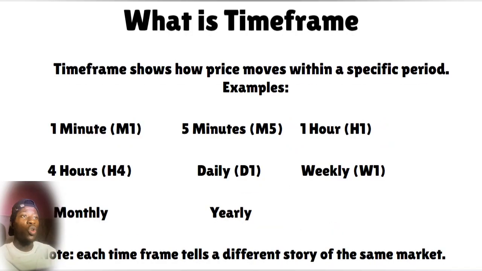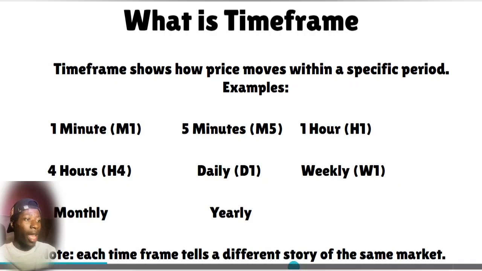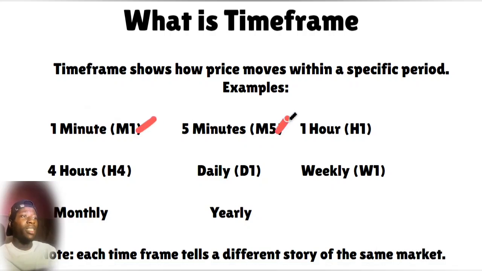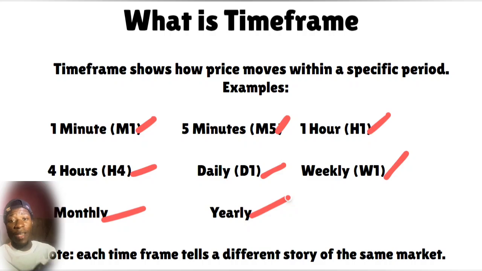Now, time frame shows how price moves within a specific period, right? That's what time frame means. It tells us how price moves in a specific period. And the types of time frames we have: the 1 minute time frame, the 5 minute time frame, the 1 hour time frame, the 4 hour time frame, the daily, the weekly, monthly, and the yearly time frame, right? Now each time frame tells a different story of the same market, right? Take note of that because it will help us in other slides.